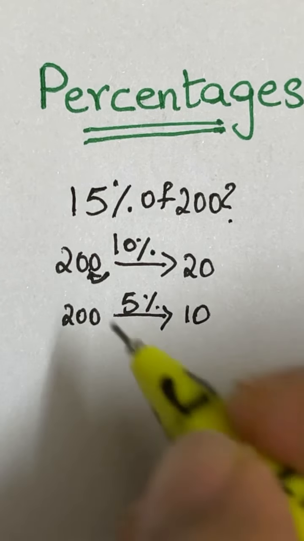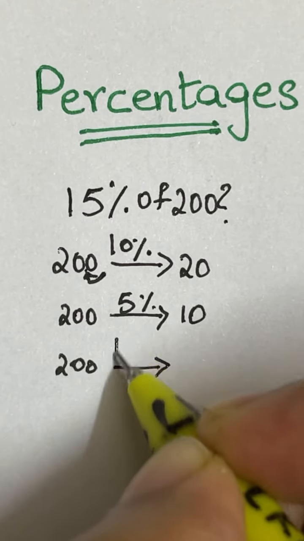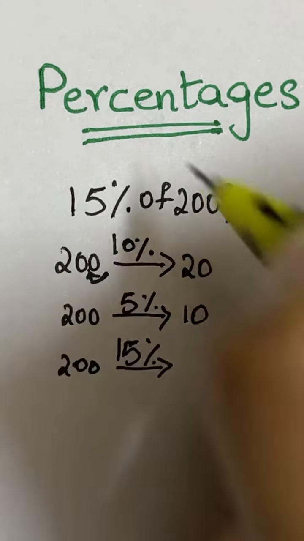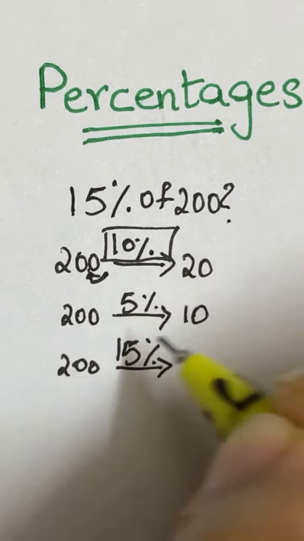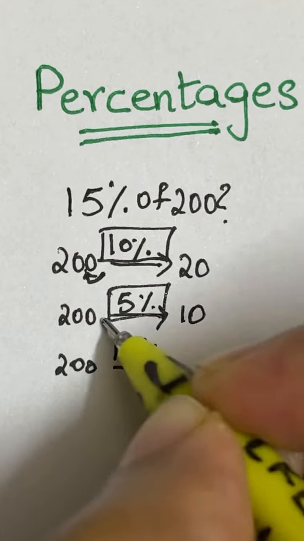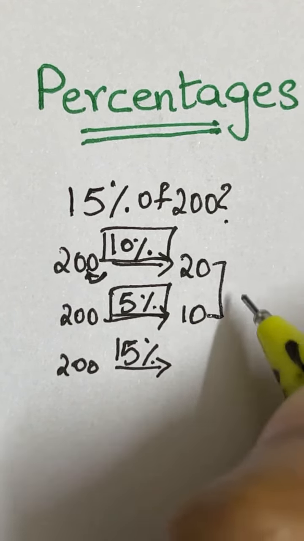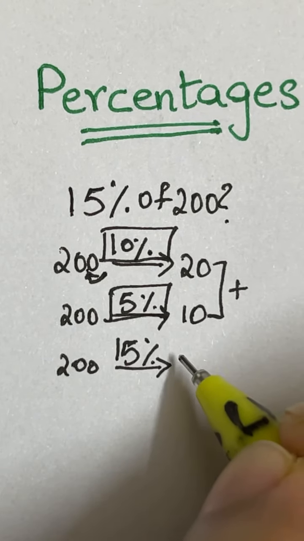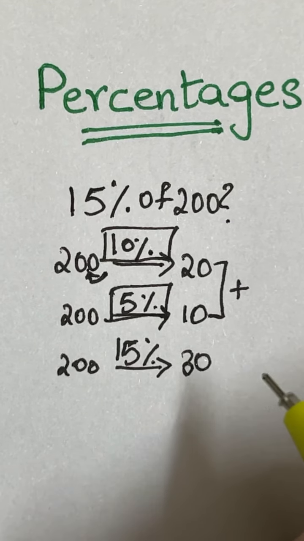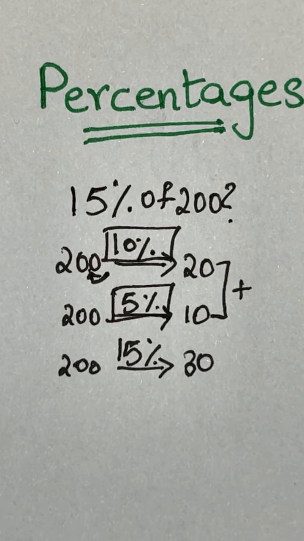And now 15% of 200 would just be adding 10% plus 5%. So we're just adding 10% plus 5%. That's 20 plus 10. So 20 plus 10 gives us 30. That's your answer. So 15% of 200 is 30.